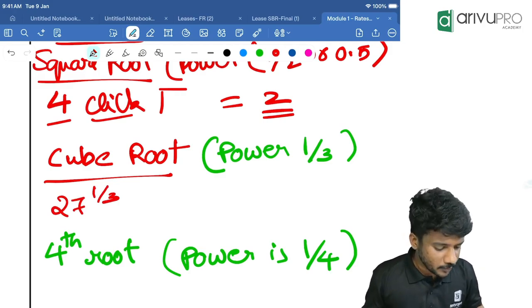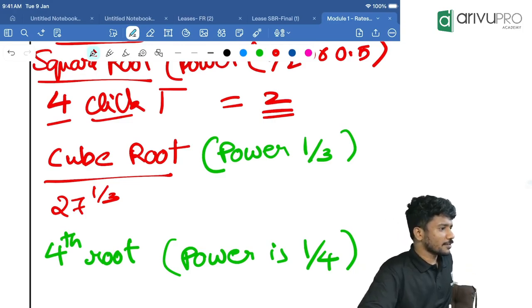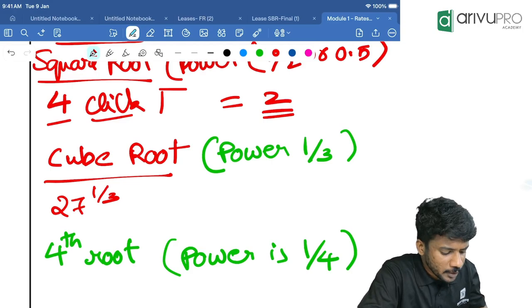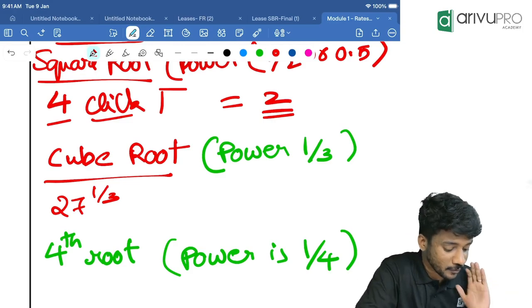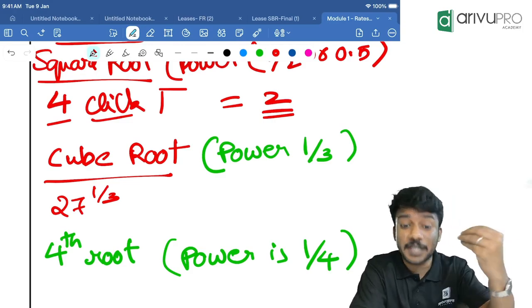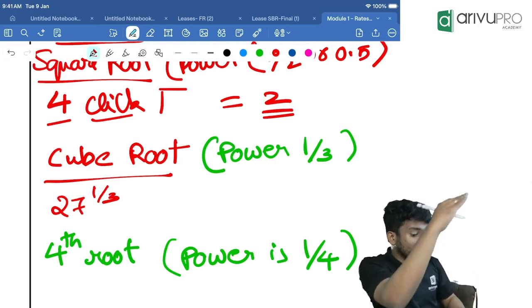So type 27 on your calculator. But which button will you click? Will you directly click the root button? If you click the root button, it will be the square root. We can't do anything about that. We are going to take the square root. But is that the question? The question is raised to 1 by 3.